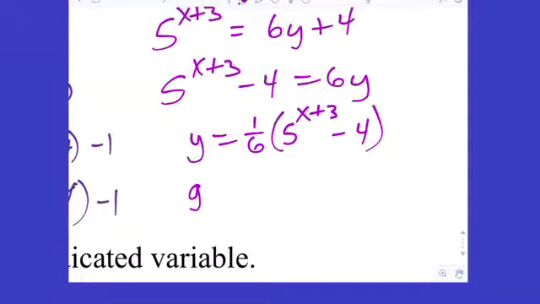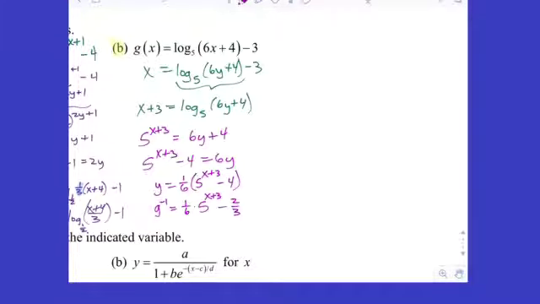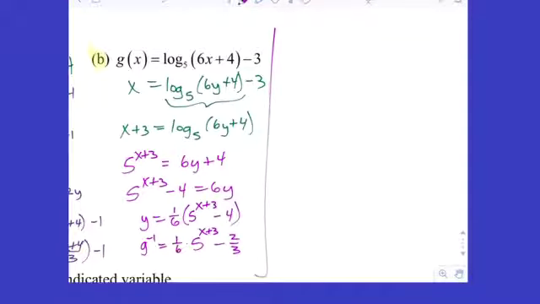And now I'm going to give it the name g inverse, and I'm going to do one other thing as well. I'm going to distribute the 1/6. So you get 1/6 times 5 to the x plus 3rd power minus 4/6, which is really 2/3. And there's the inverse. All right, so one more, and we'll call it a set of notes here.